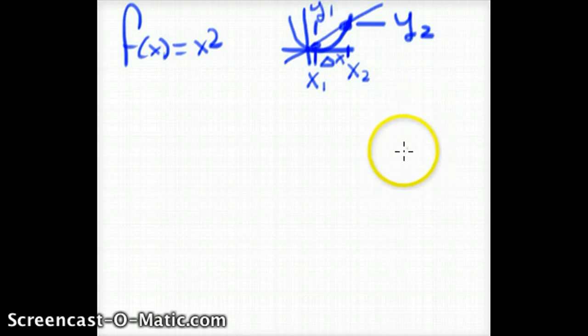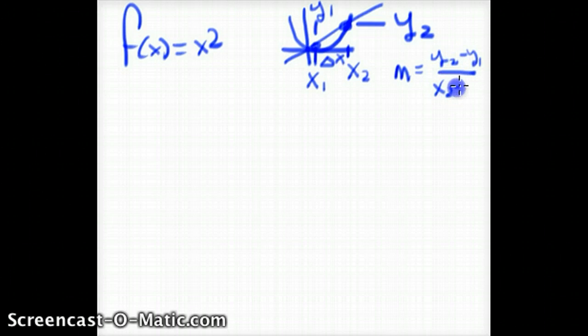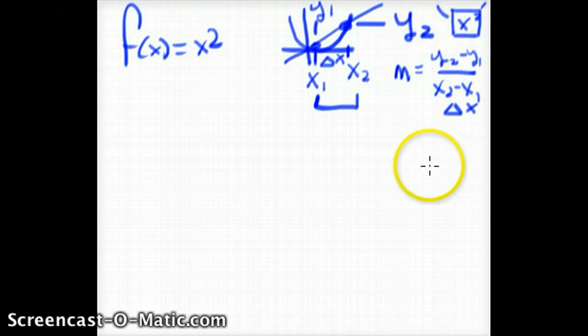Now, according to the slope formula, slope is equal to y sub 2 minus y sub 1 over x sub 2 minus x sub 1. Well, now we know down at the bottom that the difference between x sub 2 and x sub 1 is just delta x. And we know that the y is just a function of x squared. So we put a value in, we get a value out.